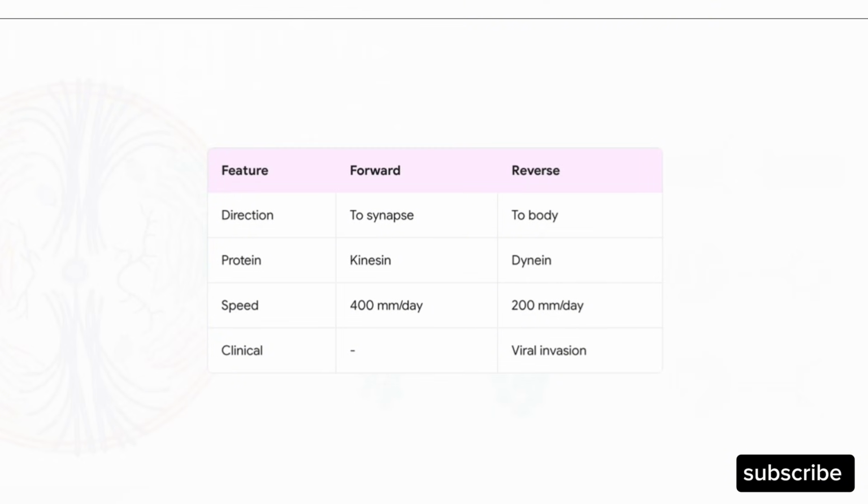And this retrograde path, it is incredibly important clinically. Why? Because this is the exact microtubule highway that dangerous pathogens like the rabies virus and the tetanus toxin, tetanospasmin, use to invade our central nervous system. डाइनिन इनको literally reverse direction में brain की तरफ ले जाता है.